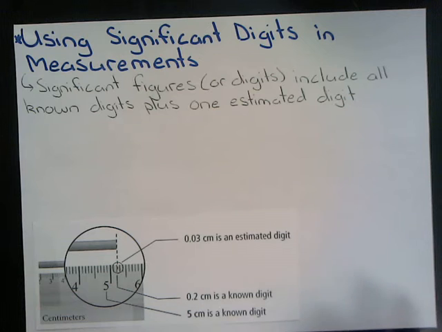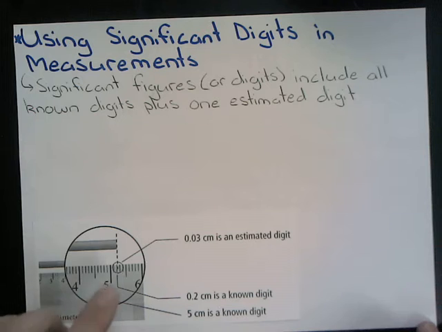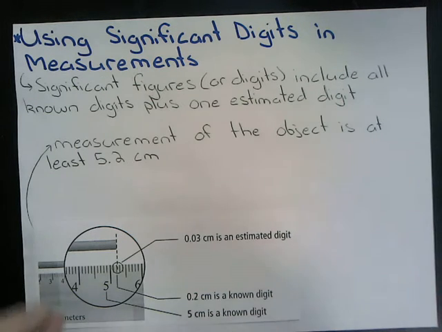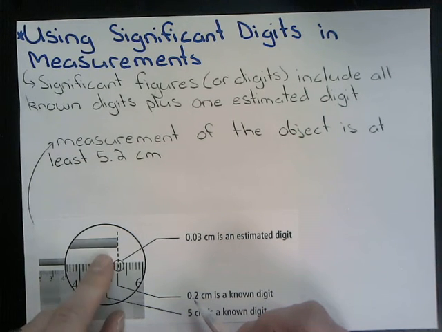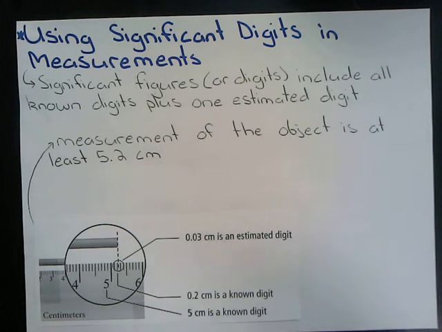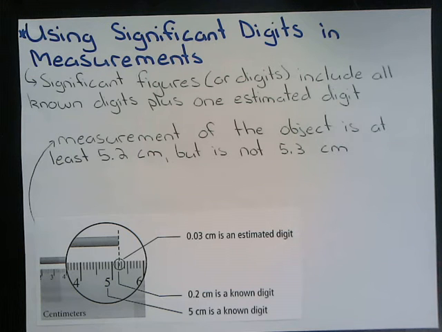If we look at this picture, and it does a pretty good job blowing that image up, we know for sure that the measurement of this rod or stick is at least 5.2 centimeters. But the measurement doesn't quite get to 5.3 centimeters. So we can say, yes, this stick or rod is at least 5.2 centimeters, but is not quite 5.3 centimeters. So we estimate one number past what we know.